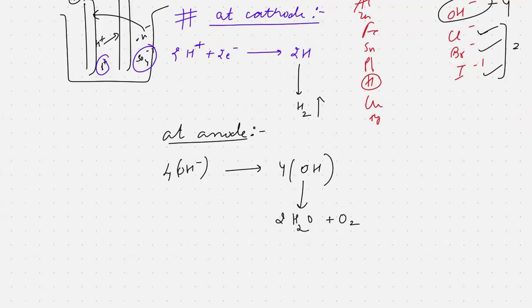Plus 4 electrons. Correct. So now we have to make the electrons equal. On the anode side, we have 4 electrons and here we have only 2 electrons. So if I make these electrons equal, only then my equations of cathode and anode are equal. So then what do we do? We have 2 electrons here, so we multiply the entire equation with 2. And then 4H we have.